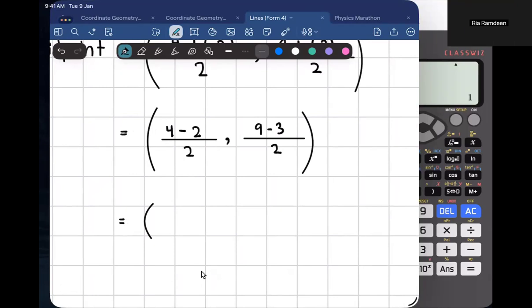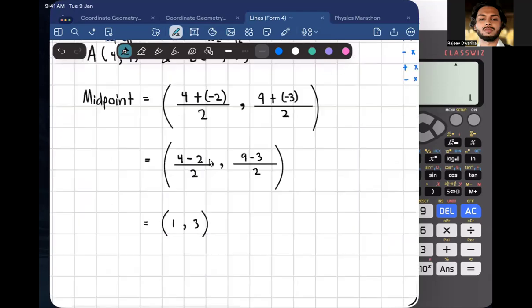All right. So Sienna, what is 4 minus 2? 2. What is 2 over 2? 1. Right, when you simplify it. What is 9 minus 3? 6. 6 over 2? 3. Nice. And that's it. What we just found was the midpoint.